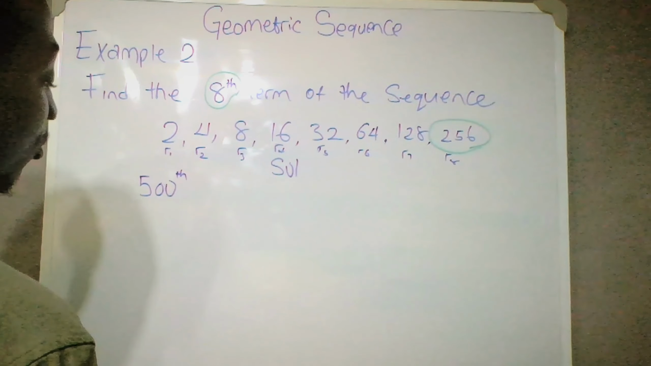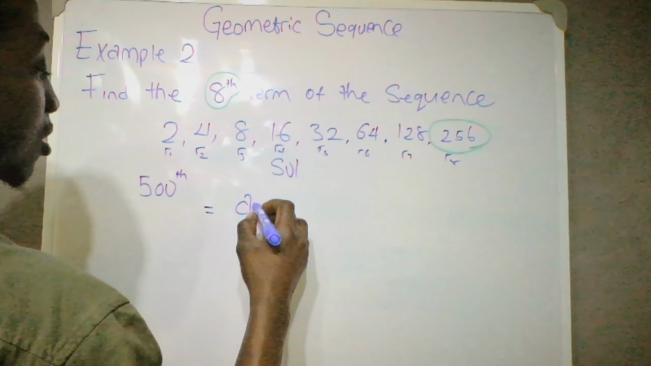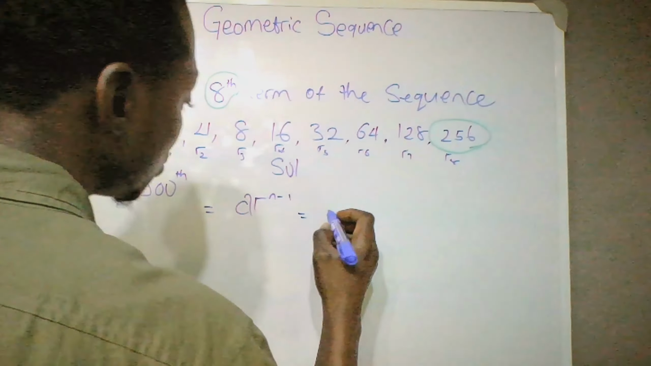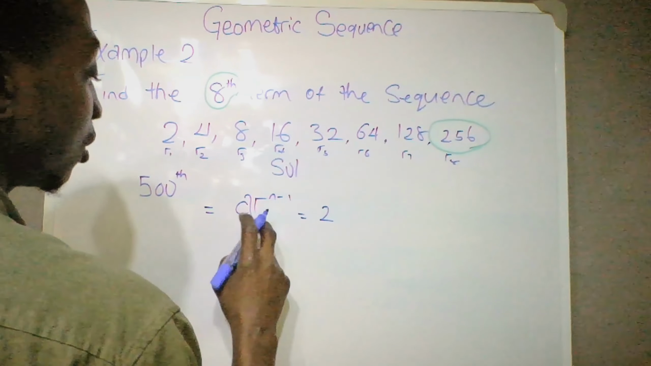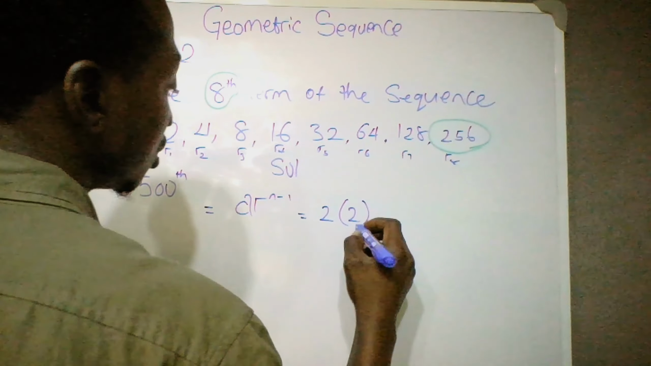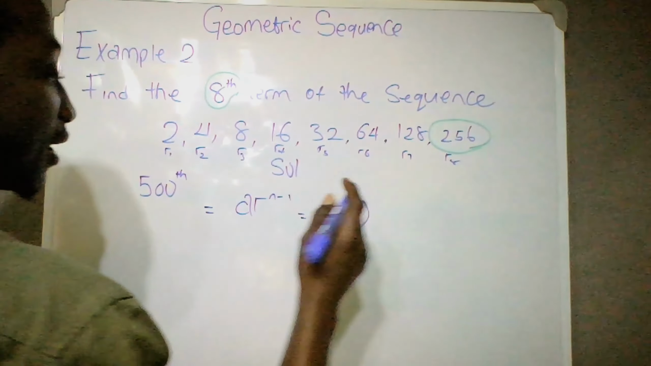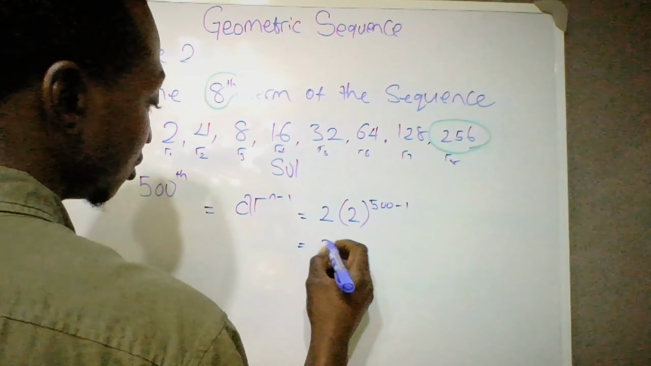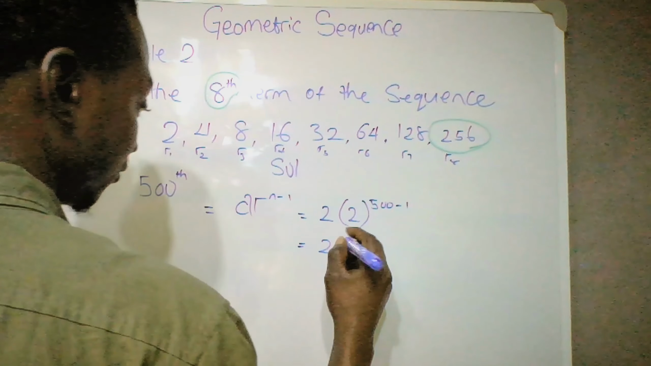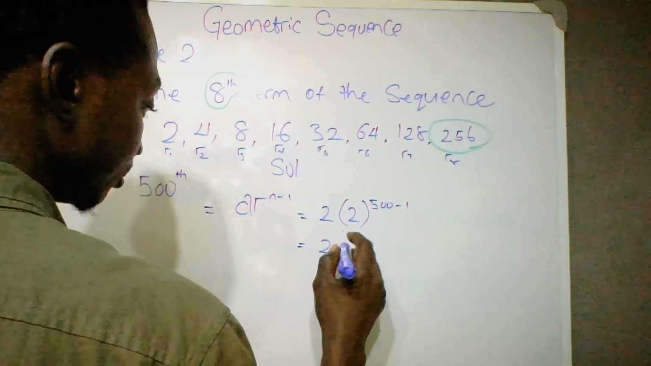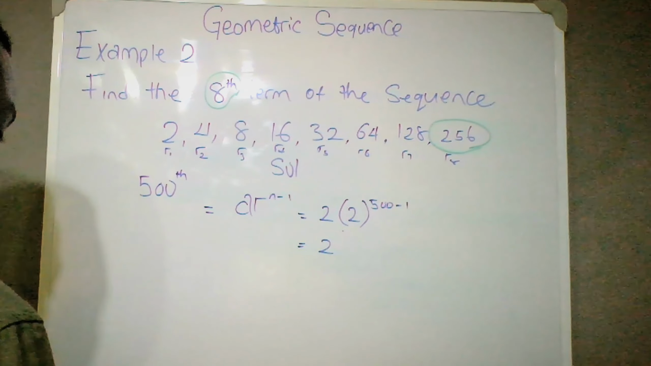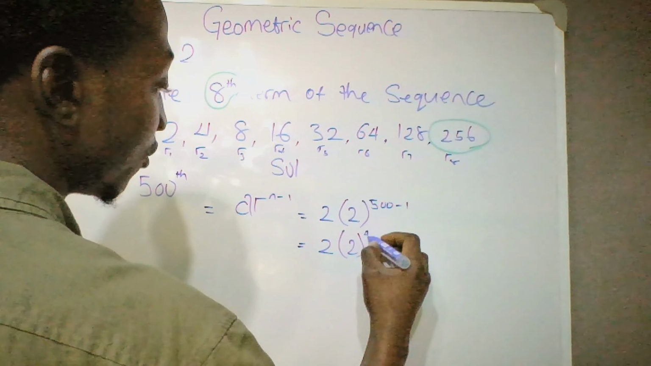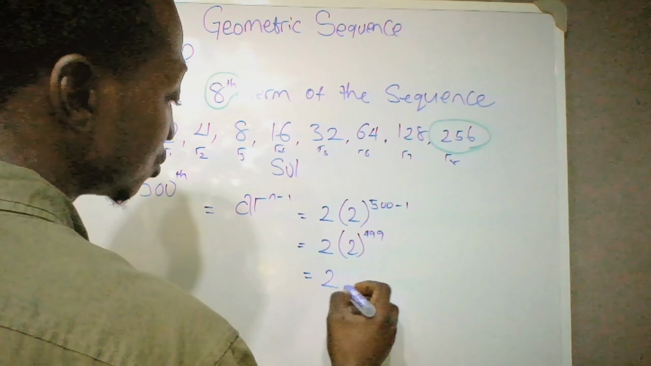You just apply the formula, which is a r raised to power n minus 1. You already have your a, which is 2, and we already have the common ratio, which is 2 as well. Then our nth term is 500, minus 1. We attend to the one in the bracket first, so we have 2 raised to the power 499.